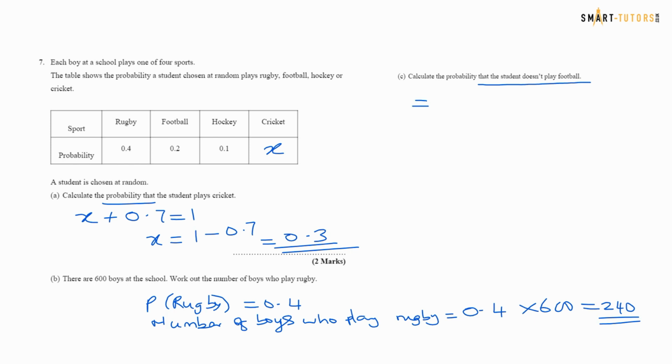Calculate the probability that the student doesn't play football. The answer is 1 minus the probability of football. First of all, you need to find the probability of football, then take it away from 1. The probability of football is 0.2, so the answer is 0.8. They said they don't have interest in football, so 1 minus 0.2 is 0.8.